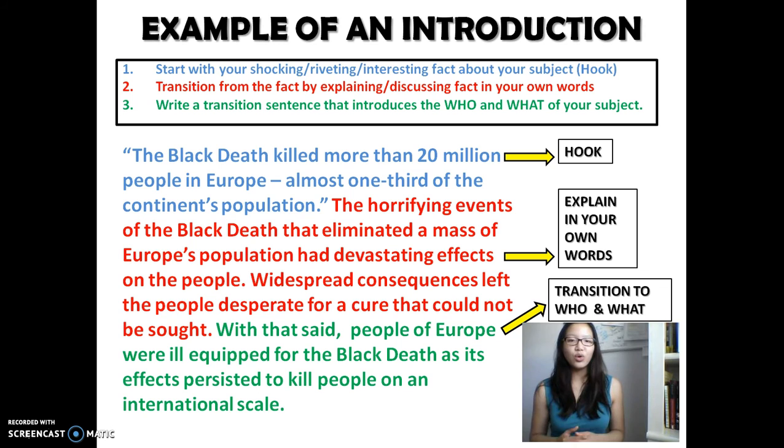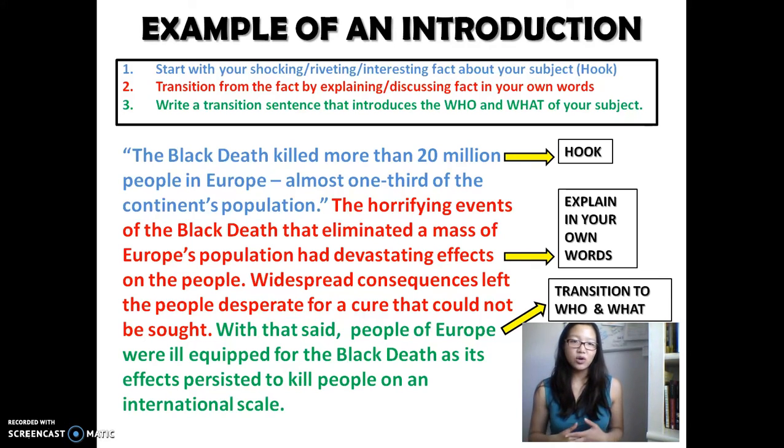We see that the horrifying effects of the Black Death that eliminated a massive share of Europe's population had devastating effects on the people. Widespread consequences left the people desperate for a cure that could not be sought. And that was true. During the Black Death, people were running up and down all over the place, scared for their lives, blaming their sins for what was going on in their towns and their homes at that time. And there was no cure for the Black Death, right?